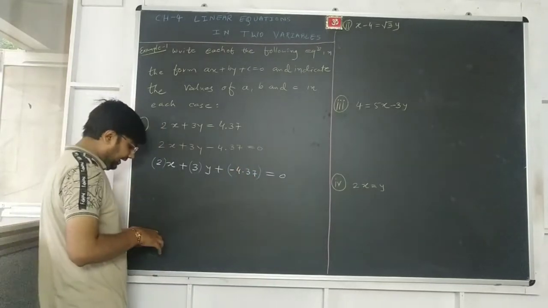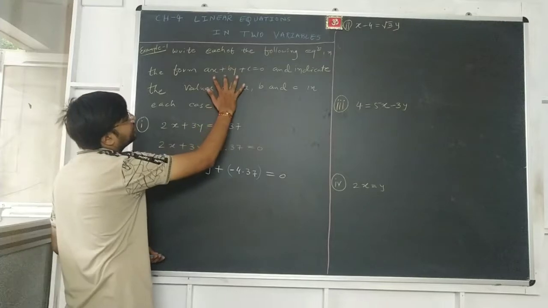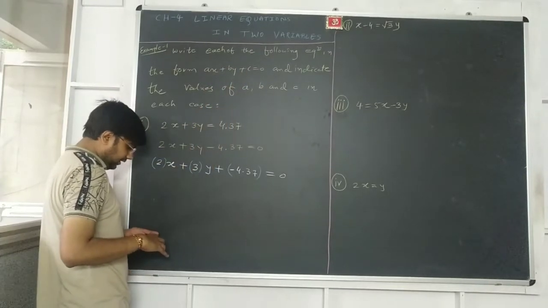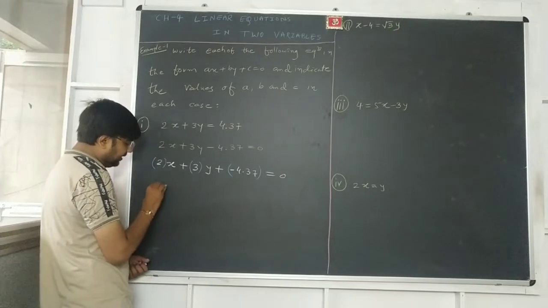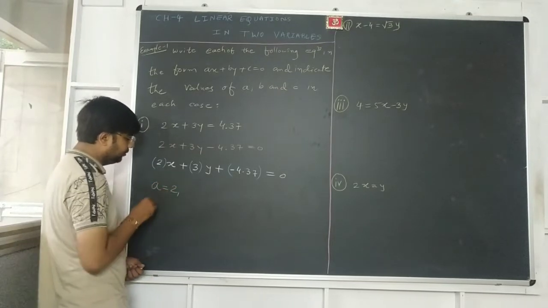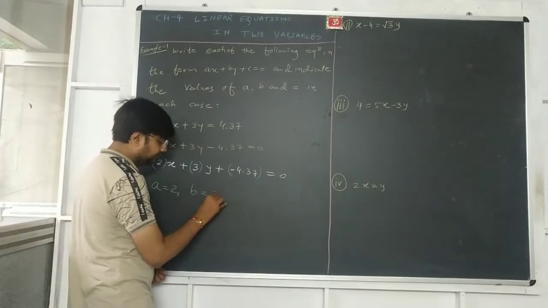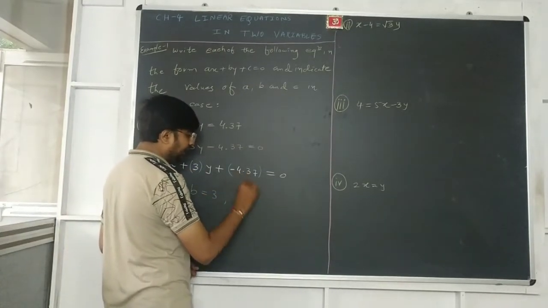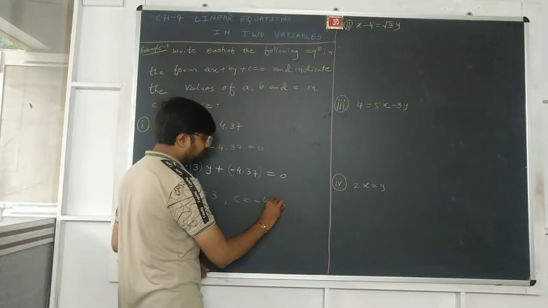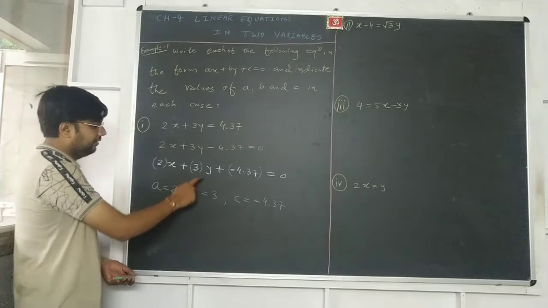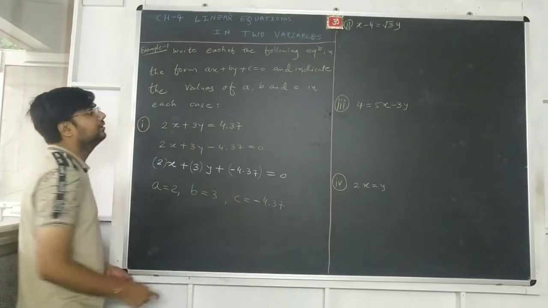So we are comparing this with the equation ax plus by plus c is equal to 0. Comparing here, we get the answer: a is equal to 2, b is equal to 3 and c is equal to minus 4.37. Okay, ready? A, B and C.